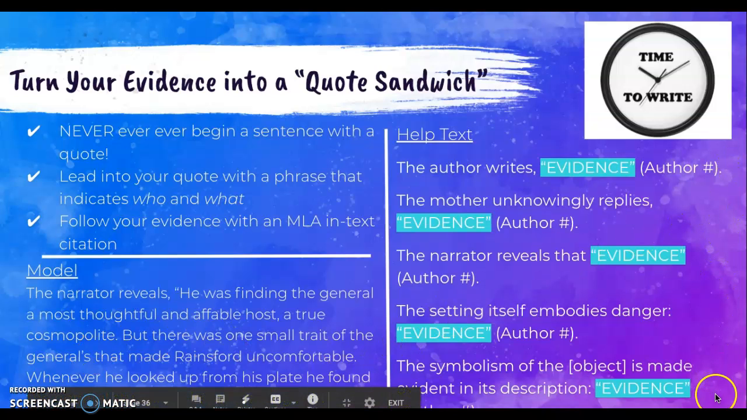So we have lots of different options that we can choose from here. Now remember, you're only going to pick one, or you're going to modify one of these to better suit your needs. All right? Whether you're choosing the author writes, comma, the narrator reveals that, the setting itself embodies danger, whatever it may be, you want to make sure that you are using proper punctuation and that you are effectively leading in to that quote. Go ahead and pause your video now so that you can write your evidence sentence.